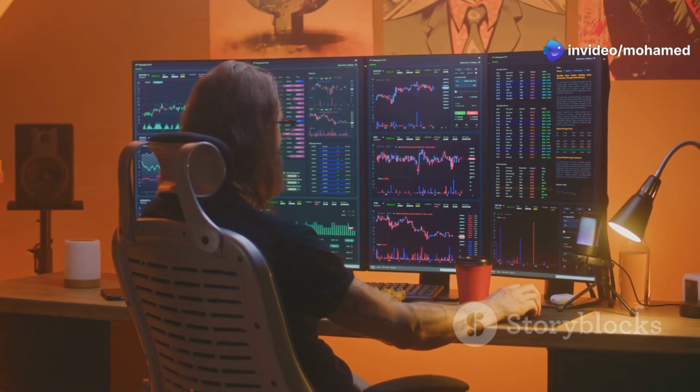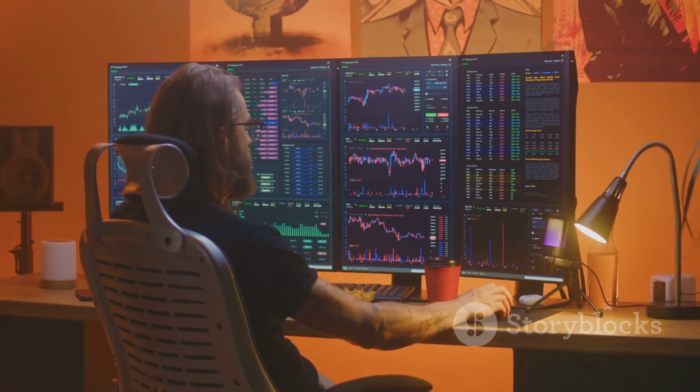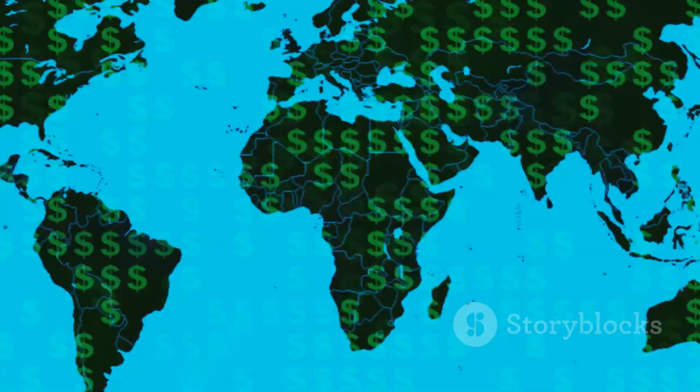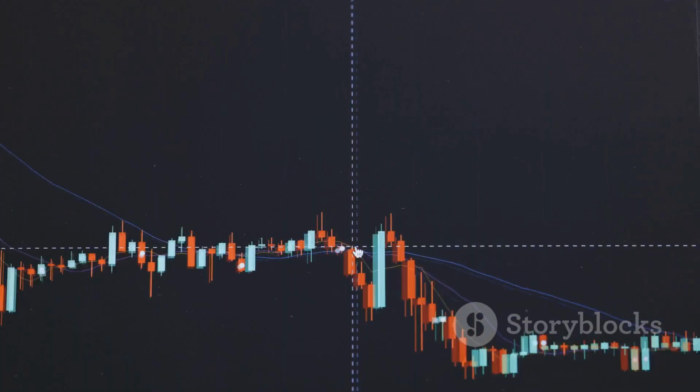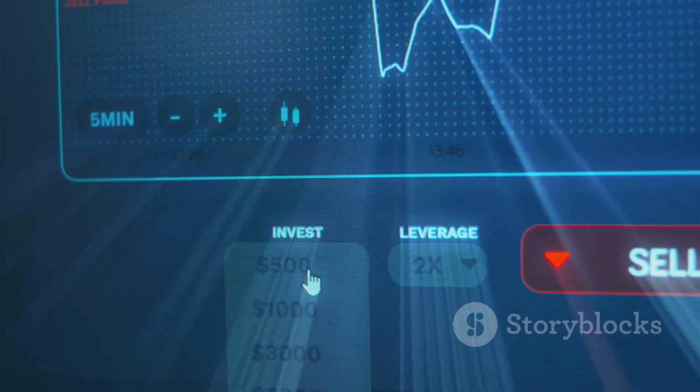And what about those exotic pairs? These are generally for the pros, the very experienced traders who have a deep understanding of those specific economies involved and a higher tolerance for risk. The potential for profit is there, but so is the potential for big losses. So be super careful, everyone.